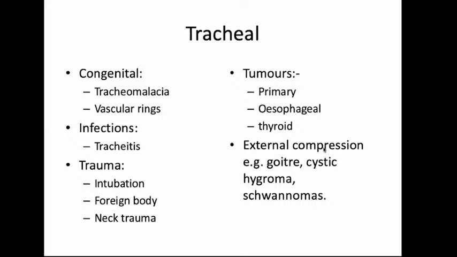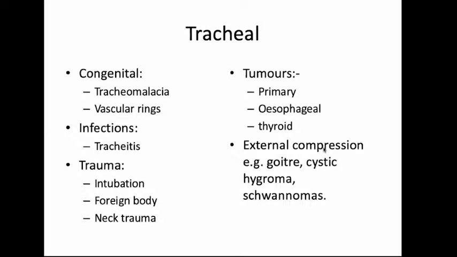In the trachea, again, we have the same classes. You could have congenital lesions like tracheomalacia. You could have vascular rings, that is abnormalities in the development of the vascular tissues, which then form a ring around the trachea and compress the airway.